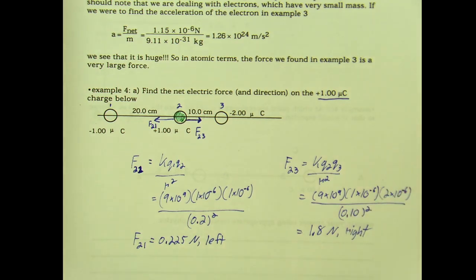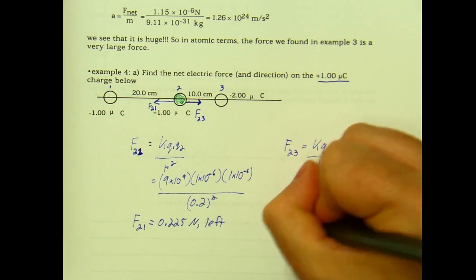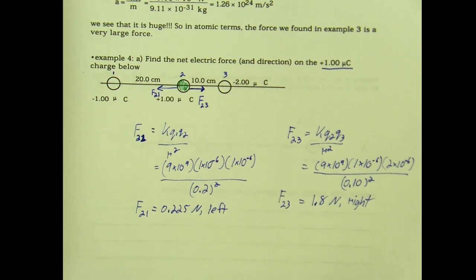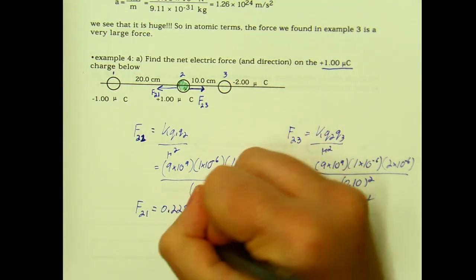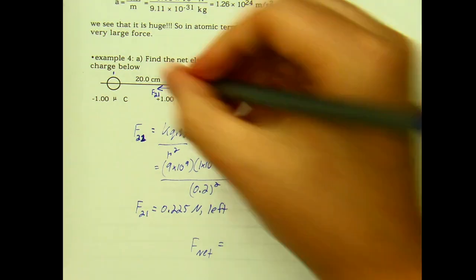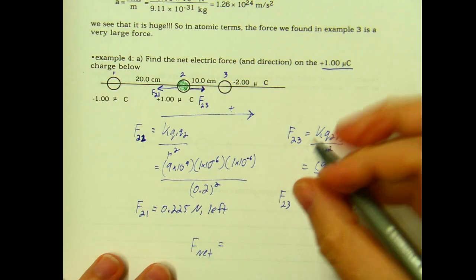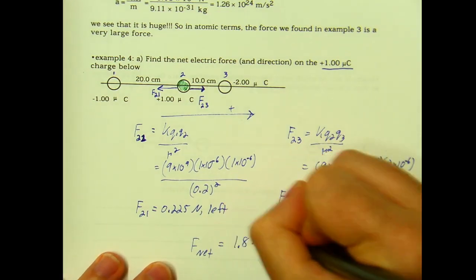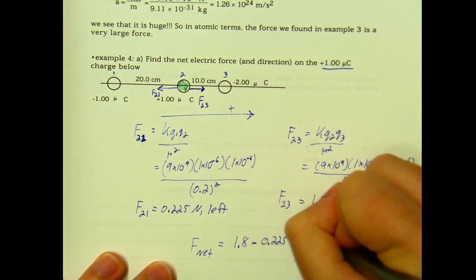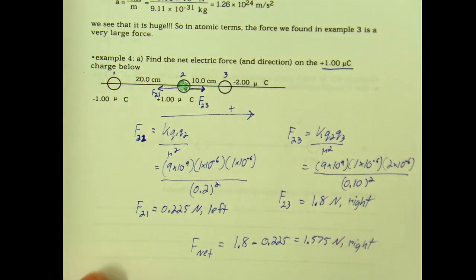So if I wanted to figure out what the net force was, I just add these two together. I'm just going to relabel this F of 2 from 3. And we get that F net is equal to, I guess we can say that this direction we call positive, and so we're going to get 1.8 minus 0.225 equals 1.575 newtons to the right. And that is the net force.